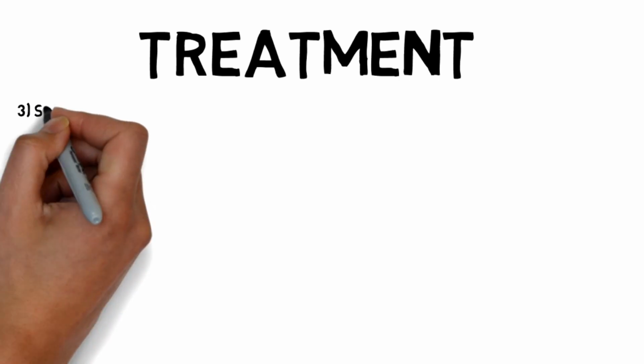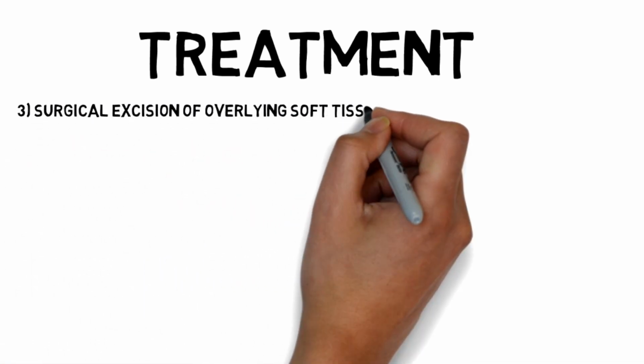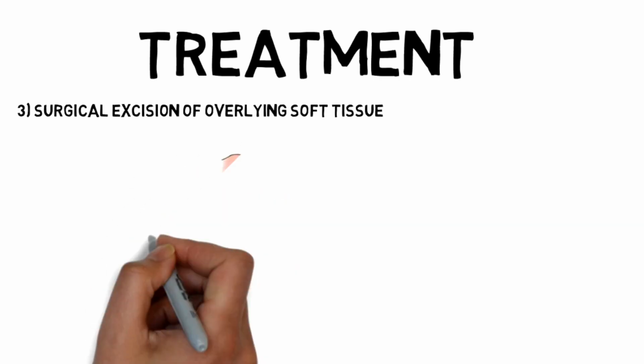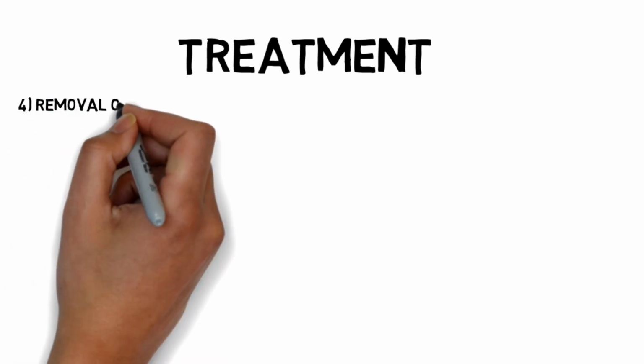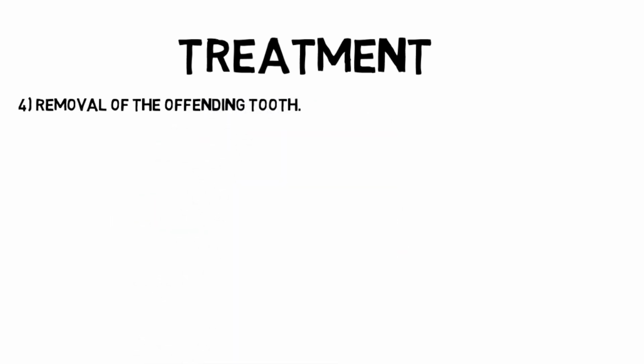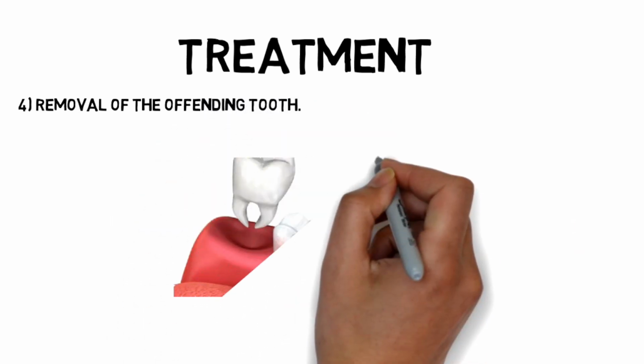The third option is that we can surgically excise the overlying soft tissue, the operculum, and the procedure is known as operculectomy, shown in this diagrammatic representation. After operculectomy, the crown will be fully visible in the oral cavity. And the last option in treatment is that we can advise the extraction of the offending tooth.